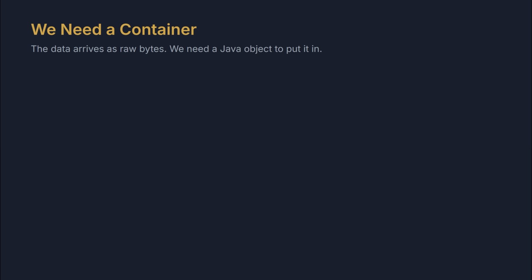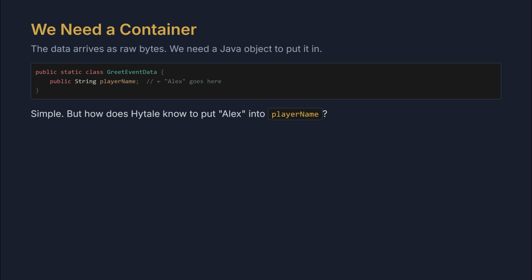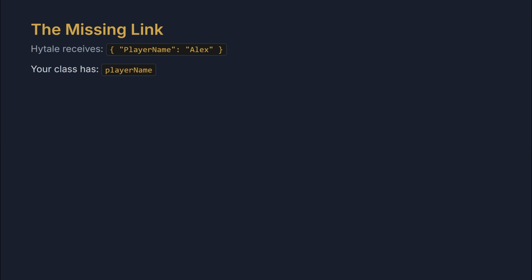First of all, we need a container. The data arrives as raw bytes, and we need a Java object to put it in. So I just define a static class, for example GreetEventData, and define a property public String playerName. Alex goes in there. It's really simple, but how does Hytale know to put Alex into playerName? And that's the missing link.